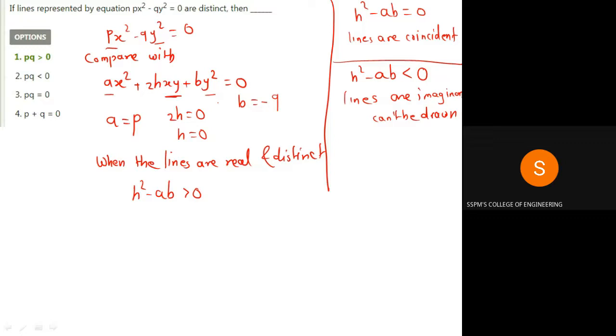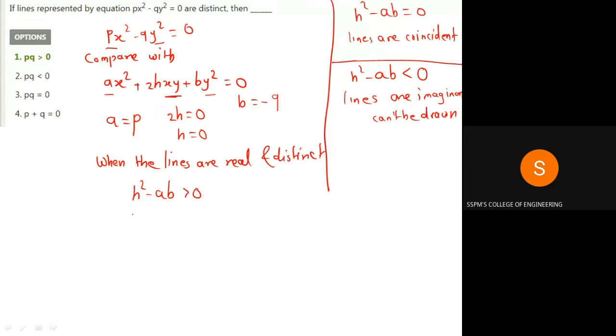So when h square minus ab is greater than 0, that means it is positive. Only when it is positive, the lines are real and distinct. When h square minus ab is equal to 0, the lines are coincident, that means they coincide. And when h square minus ab is less than 0, that is, it is negative, the lines are imaginary and they cannot be drawn. Okay.